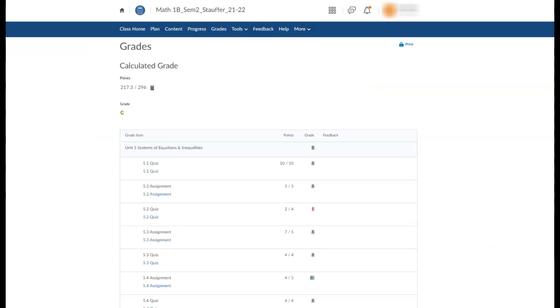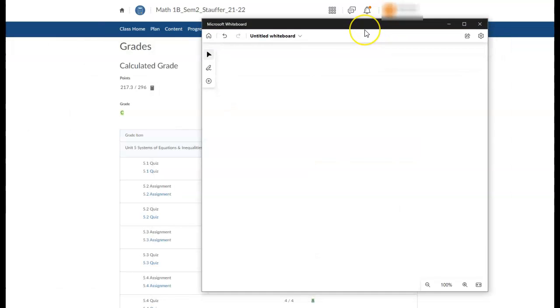So here we are back at the grades page in our class, and I'm just going to pull in a little notepad so I can make some notes on here. And I'm going to take these numbers, 217.3 divided by 296. And there's one key thing you need to do here. There's one thing you need to add in before we actually do this calculation, and I'm going to multiply by 100. That's essentially the thing that turns it into a percent.